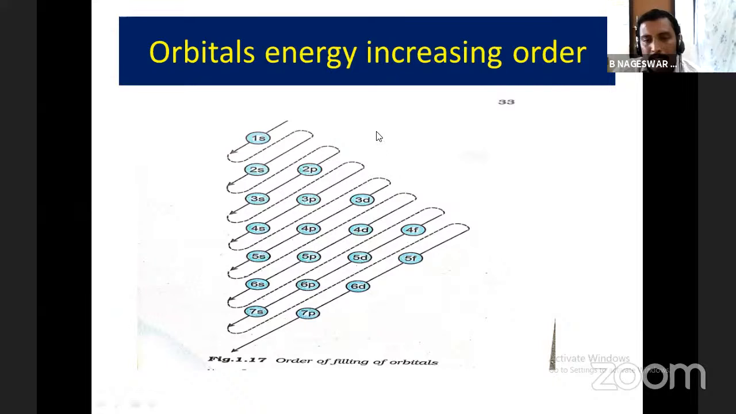Next we have to discuss important principles, how the electrons we have to fill in orbitals. Mainly we have to discuss three principles. One is the Pauli exclusion principle, next is the Aufbau principle, after that Hund's rule of maximum multiplicity.